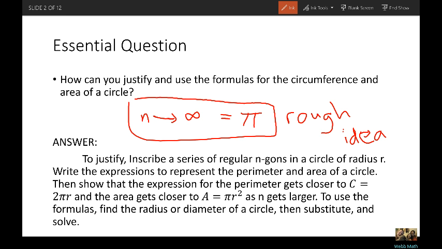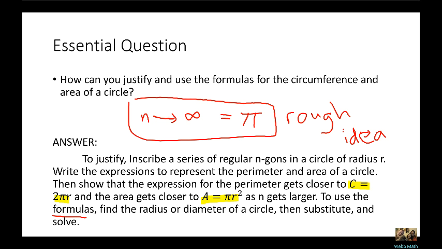Now, to use the formulas, and you've already used them back in 8th grade, I know you have, basically you just have to find the radius or the diameter of the circle and then substitute and solve your equations. Those two equations that you'll use mostly for your homework will be the circumference equaling 2 pi r and the area equaling pi r squared. So let's get into it.